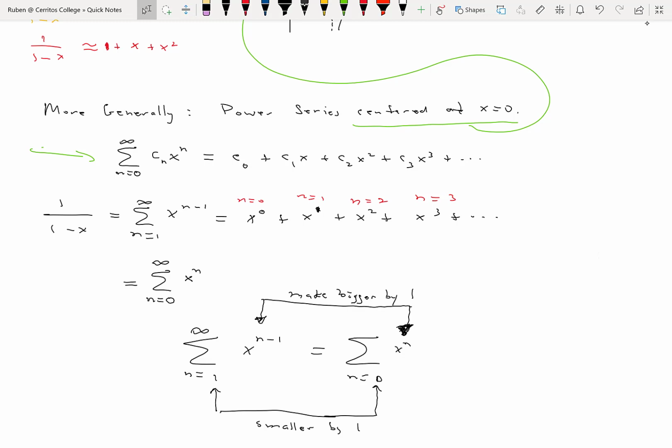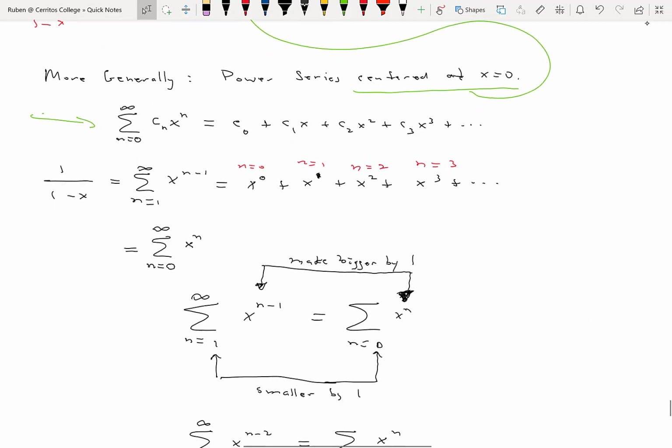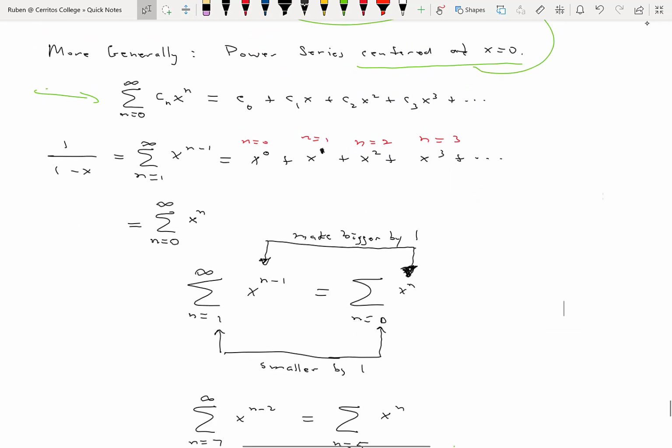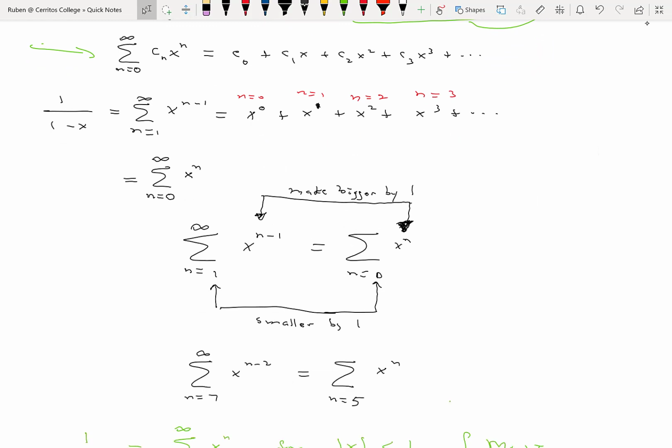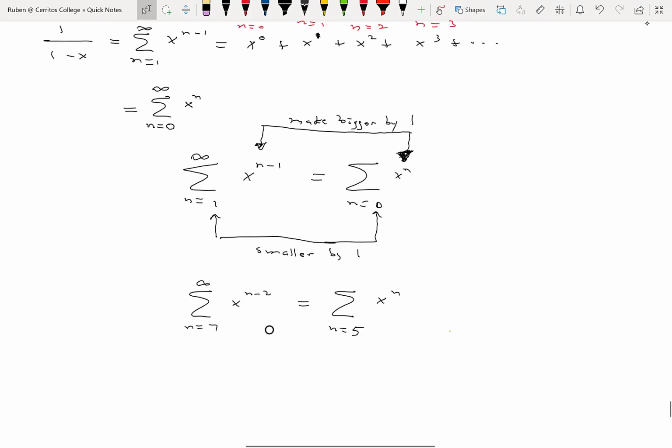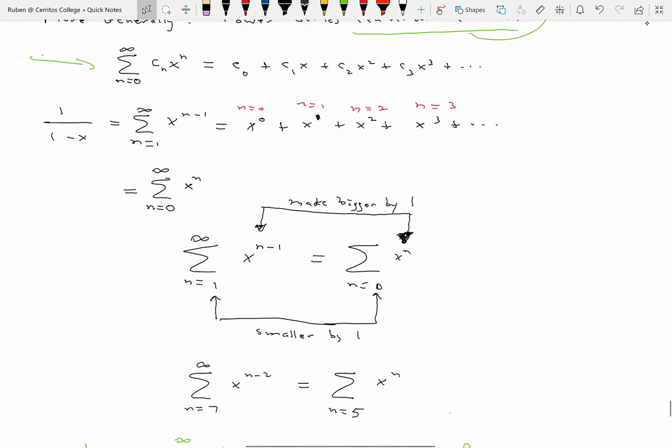So before we dig into more of this section, suppose I look at perhaps the sum with n ranging from 7 to infinity of x to the n minus 2. I'm sorry, I keep getting that stuff on the screen. Okay.